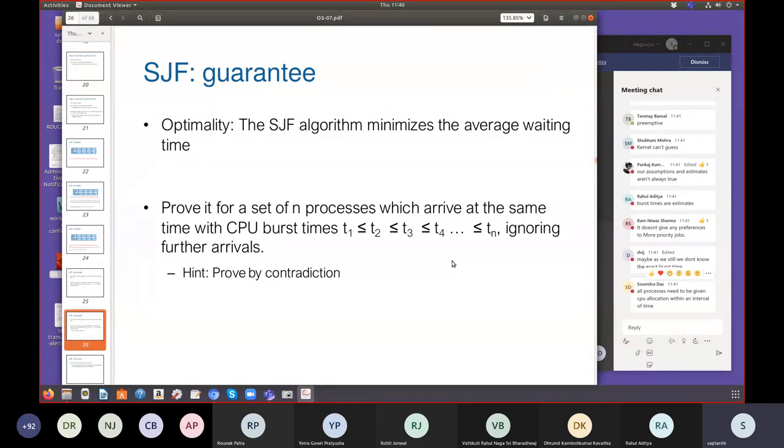Okay, before coming to that, I see another comment by Shomitra. Let me just spend a minute on that. So Shomitra is saying all processes need to be given CPU allocation within an interval of time.